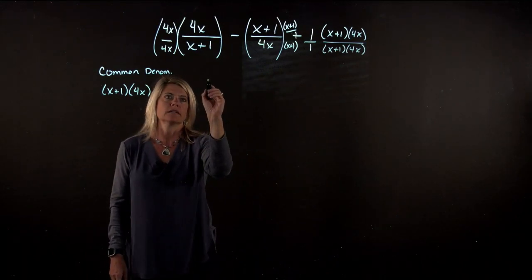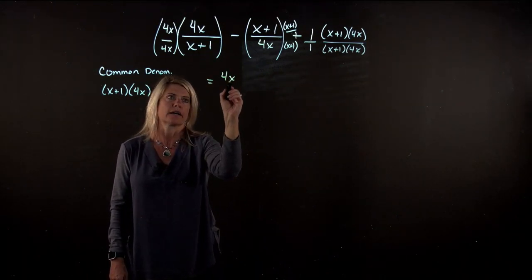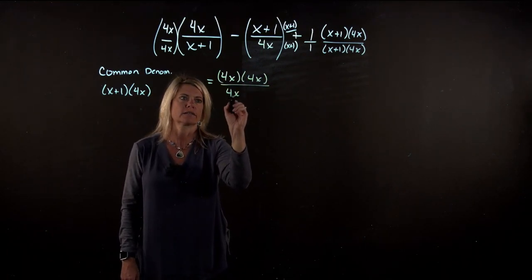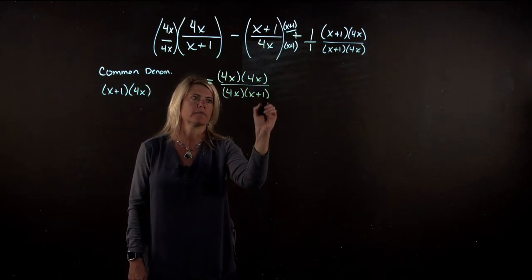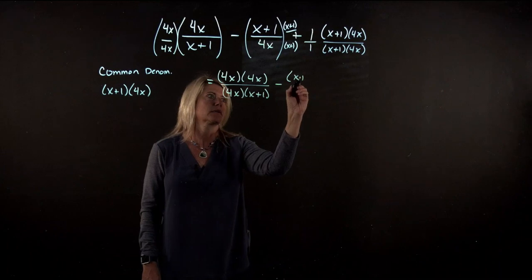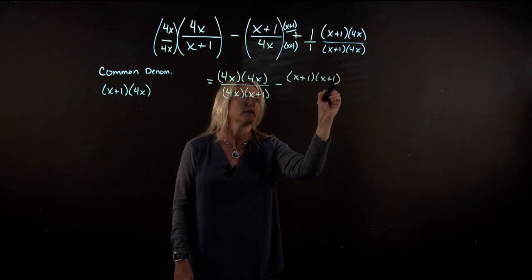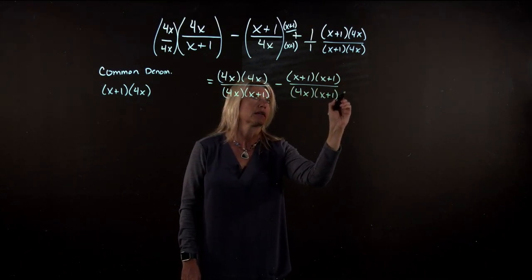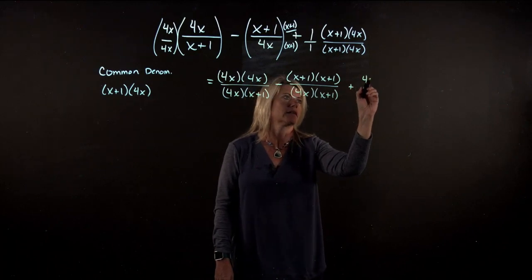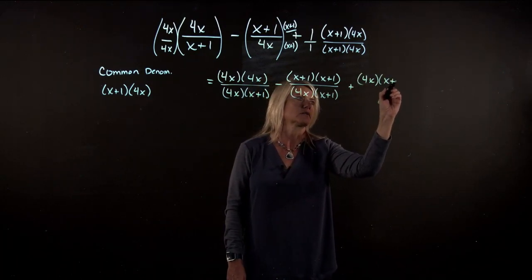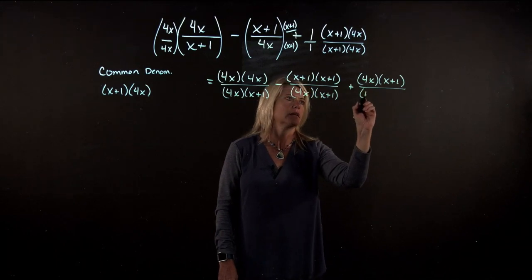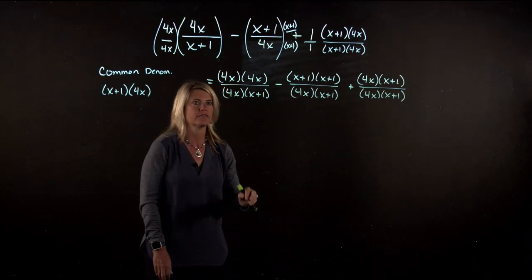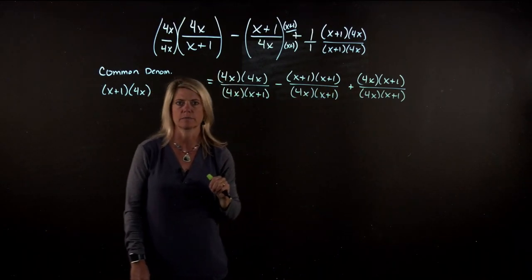So when I rewrite this then, it's going to be 4x times 4x, and I'm going to leave it like this just for right now, divided by 4x times x plus 1, minus x plus 1 times x plus 1 divided by 4x times x plus 1, plus, I'm going to write this as 4x like this, times x plus 1 divided by the common denominator 4x times x plus 1. And so now you see I have a common denominator for each of these rational expressions.